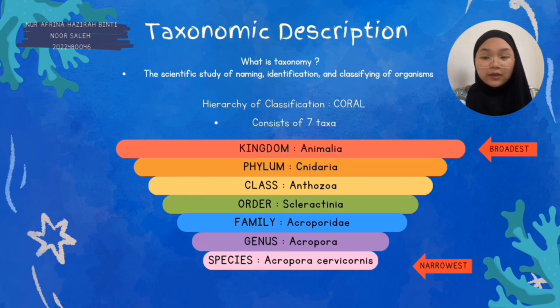This is the hierarchy of classification of coral, which consists of 7 taxa: Kingdom Animalia, which is the broadest one, Phylum Cnidaria, Class Anthozoa, Order Scleractinia, Family Acroporidae, Genus Acropora, and Species Acropora cervicornis, which is the narrowest.